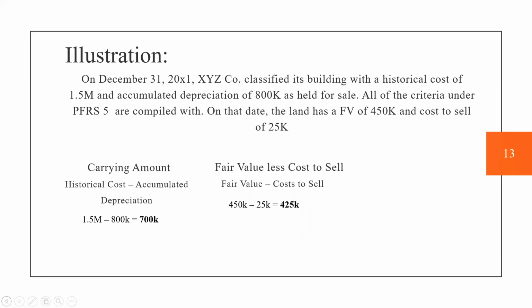Next, i-compute naman natin yung impairment loss noong 2001. And we can get that by subtracting the carrying amount to fair value less cost to sell, which is 700,000 less 425,000. So sa unang taon, XYZ Corporation have 275,000 impairment loss.